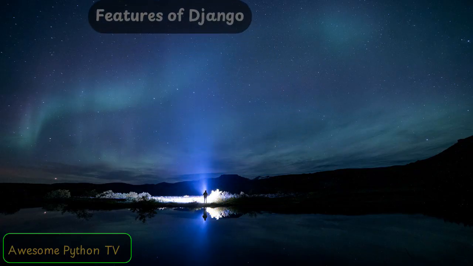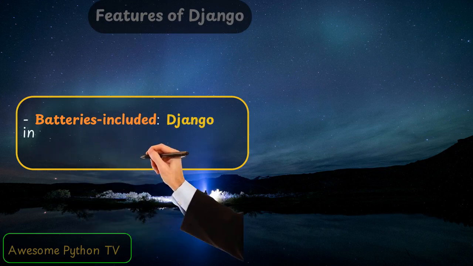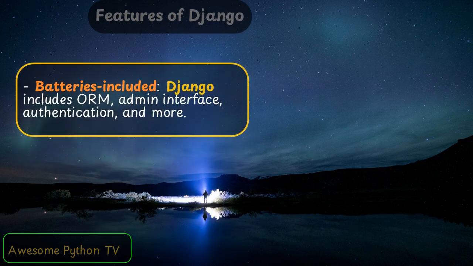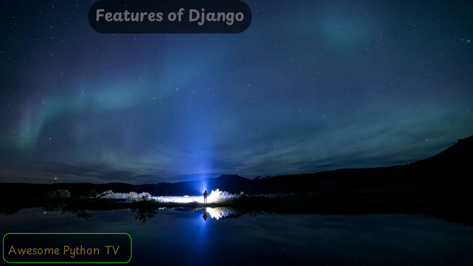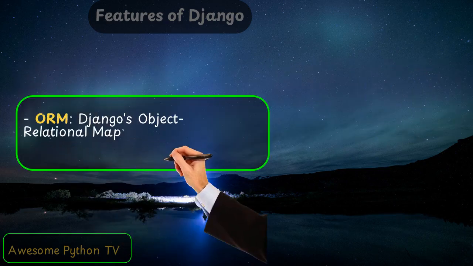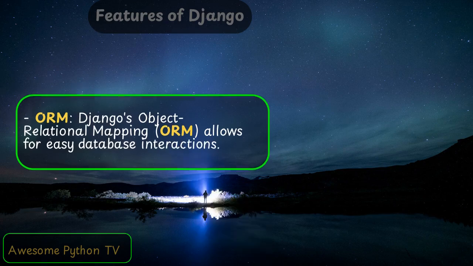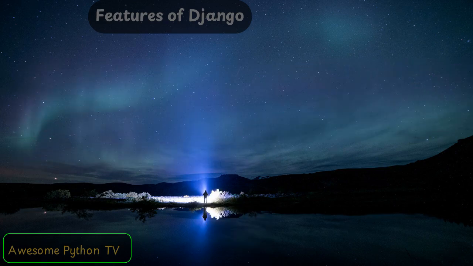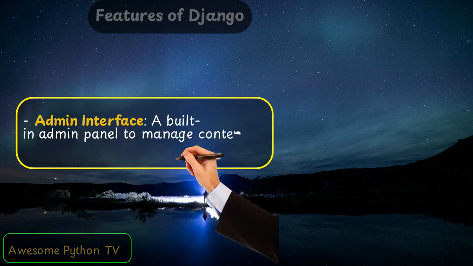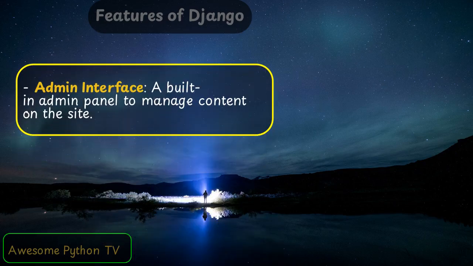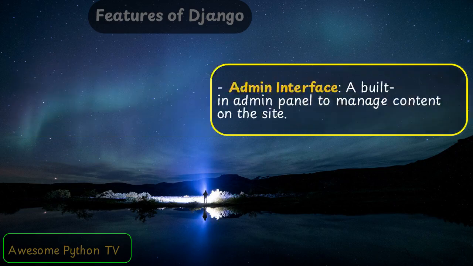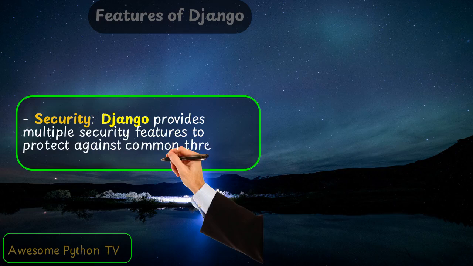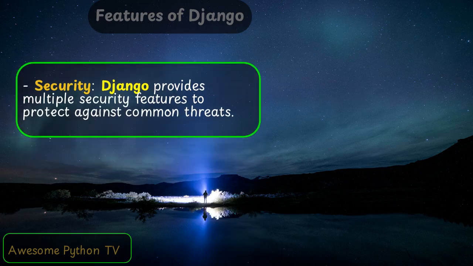Features of Django. Batteries included. Django includes ORM, admin interface, authentication, and more. ORM. Django's object relational mapping, ORM, allows for easy database interactions. Admin interface. A built-in admin panel to manage content on the site. Security. Django provides multiple security features to protect against common threats.